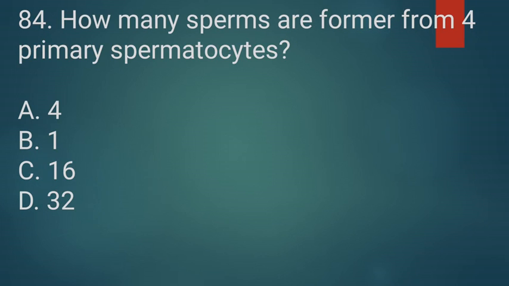Next question. Question number 84. How many sperms are formed from four primary spermatocytes? Options are option A 4, option B 1, option C 16, option D 32. From four primary spermatocytes, we get 16 sperms. That is option C. So here option C is the right answer.